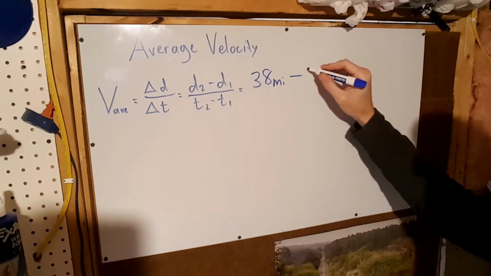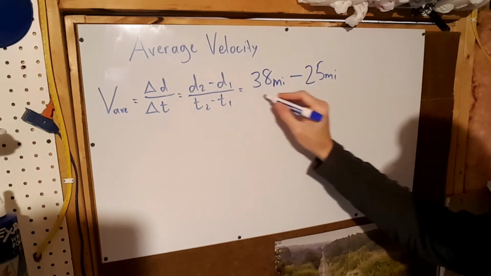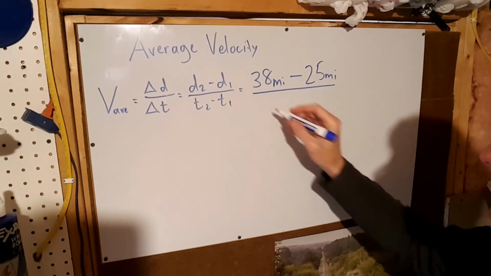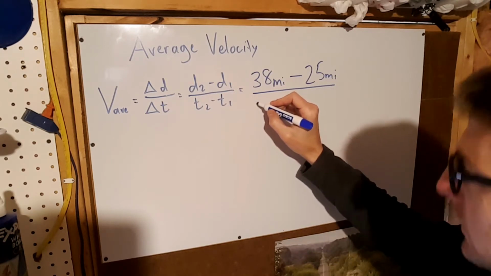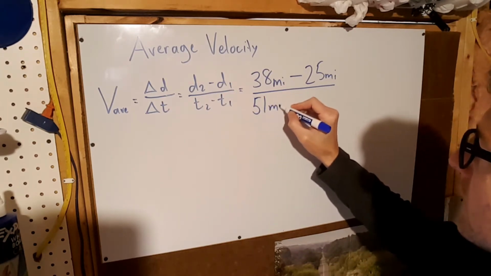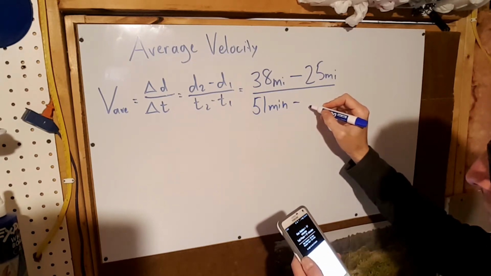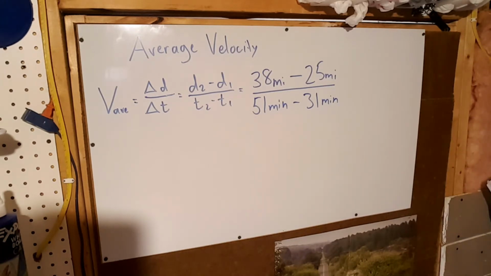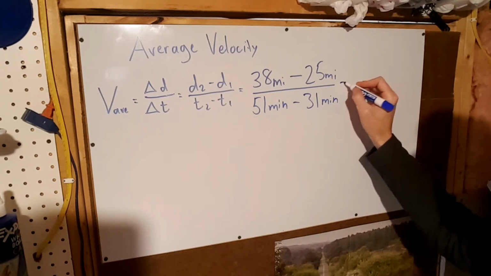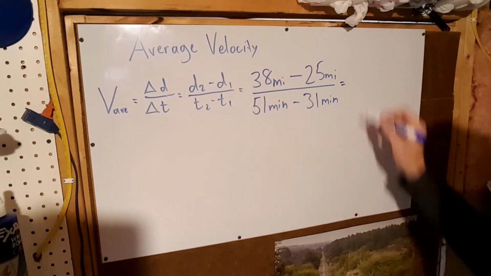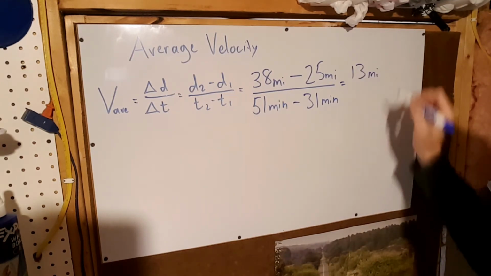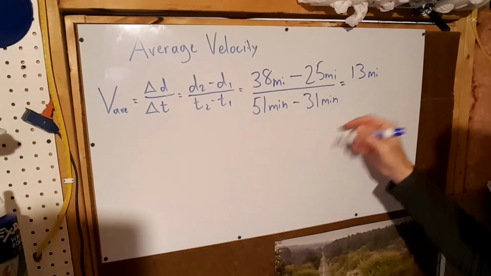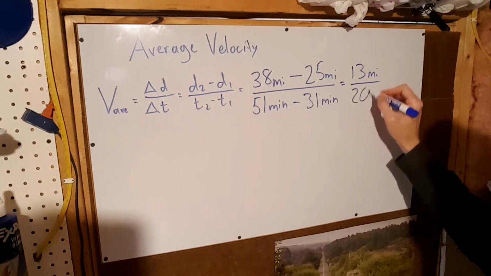And I said at the gas station that we had 25 miles of driving under our belts. And then we had time. This is in minutes, so careful with the units here. 51 minutes at the toll plaza minus 31 minutes at the gas station. So we're going to take those two very quickly, subtract them. 38 minus 25 is going to give you 13 miles of driving. Drove 13 miles between 25 and 38. And then 51 minutes minus 31 minutes is equal to 20 minutes.